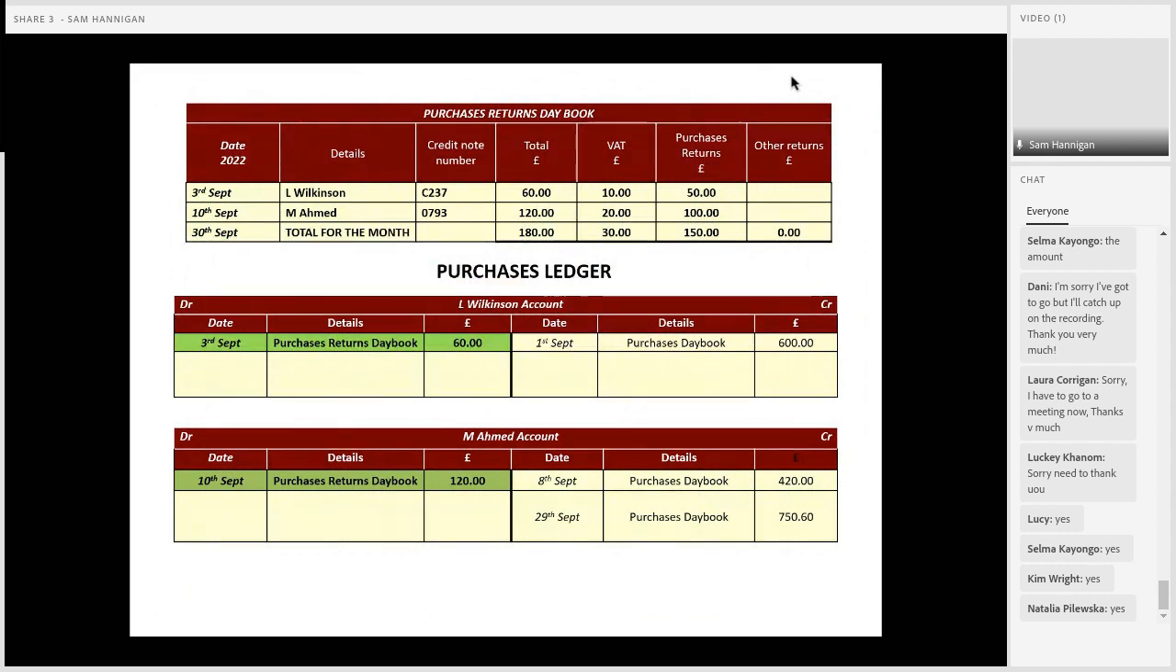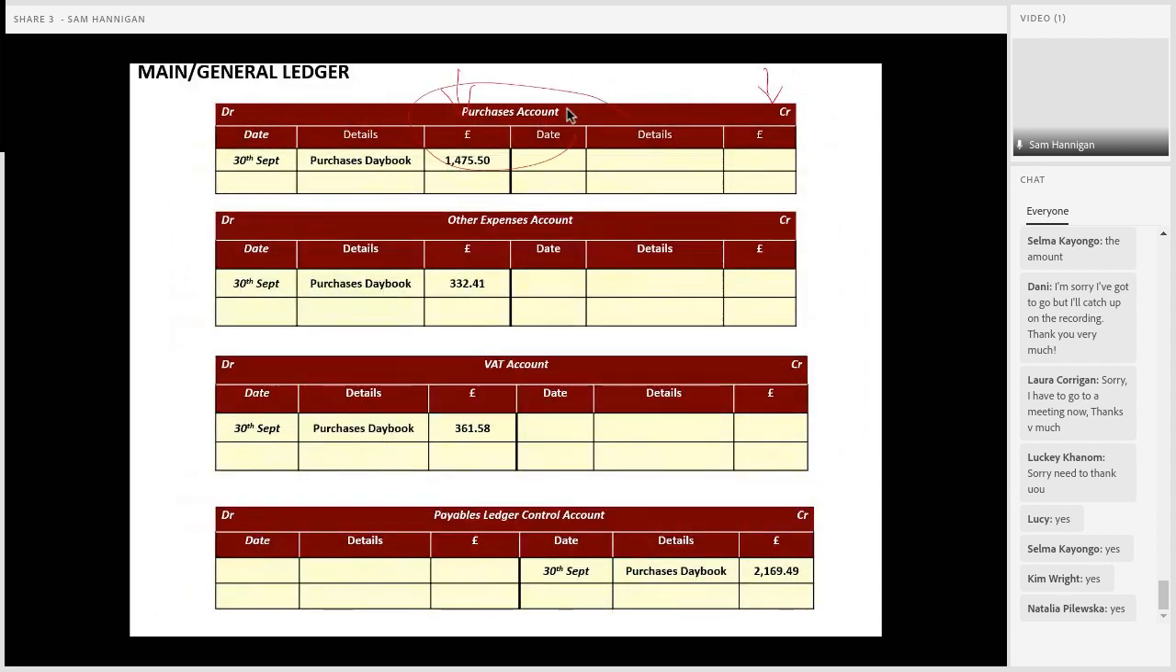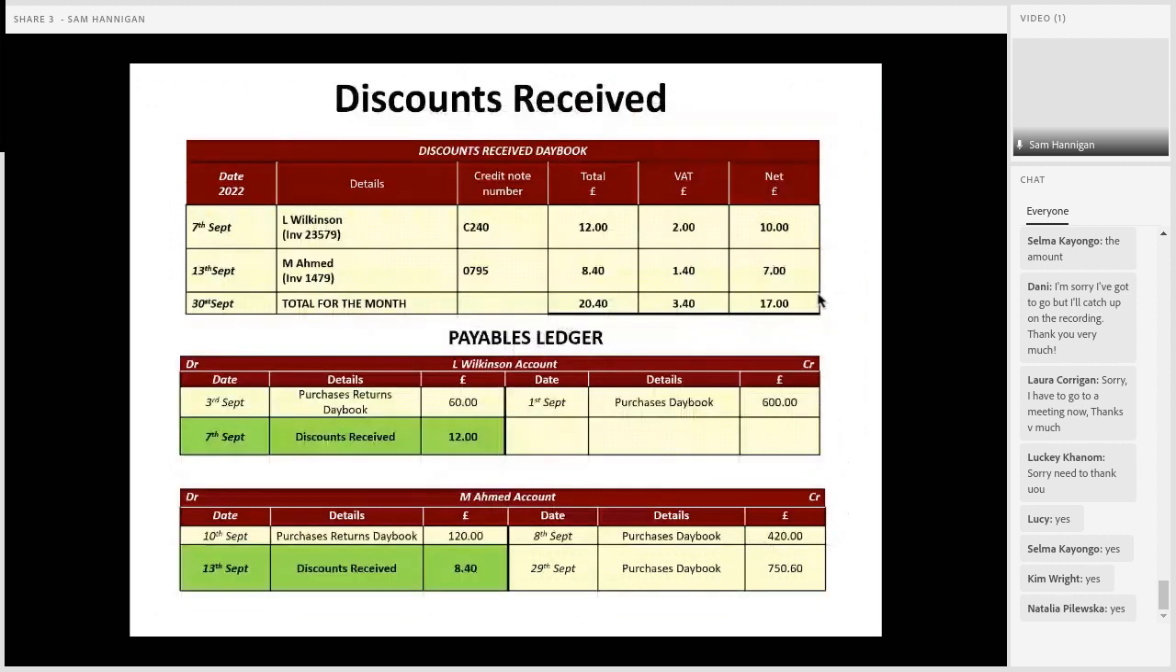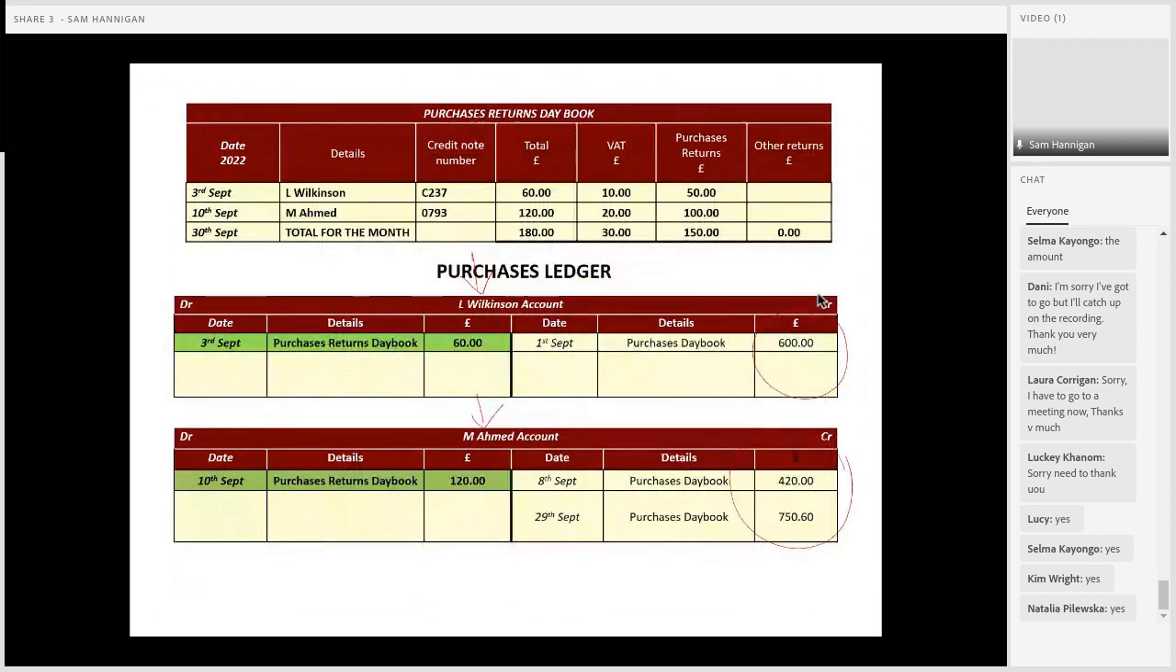Okay, then. Again, exactly the same with purchase returns. Remember, the purchase returns do not go as a credit in the purchases account. We open a new account. So what you would do with purchase returns is debit the individual memorandum account to reduce the liability owing. And then you would enter it into the purchase returns account.